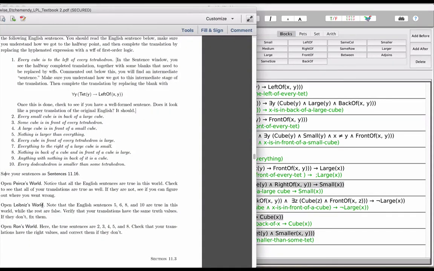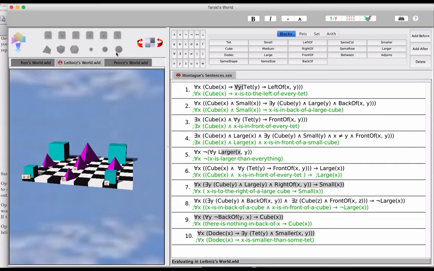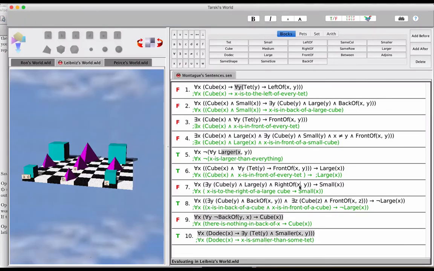Now let's open up Leibniz's world. English sentences 5, 6, 8, and 10 should be true while the rest are false. So we'll check that. So 5, 6, 8, and 10 are true, yay, while the rest are false. By the way, doing these cross-checkings in multiple worlds is what should provide us with confidence that our translations are not just true or false in a world, but that they are actually accurate.